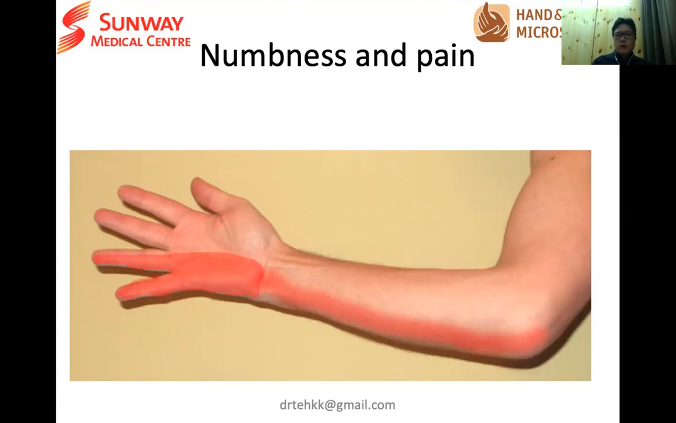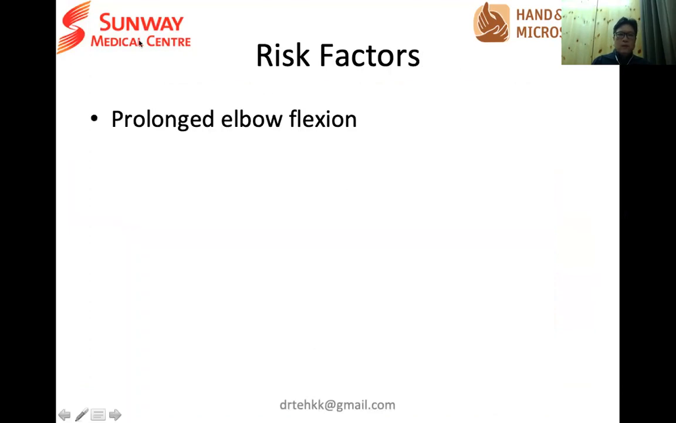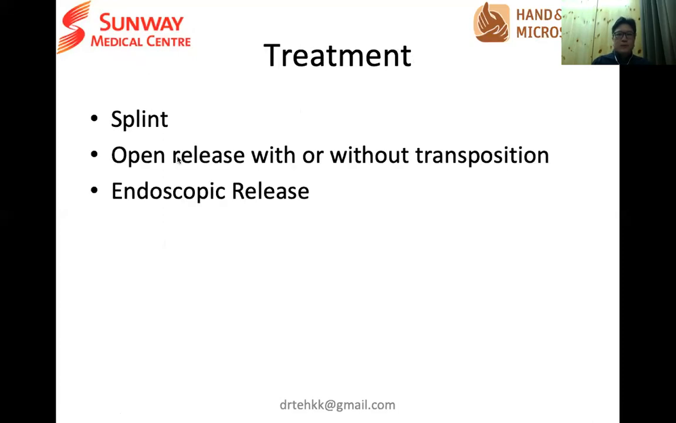Again, you can do a nerve conduction study, but a lot of times you will find that you can have signs like this. This is an ulnar claw. You ask the patient to extend the fingers and they cannot, and these two fingers are already clawed. So what are the risk factors? Prolonged elbow flexion, some osteoarthritis of the elbow, like the patient I operated on this afternoon. So what is the treatment?